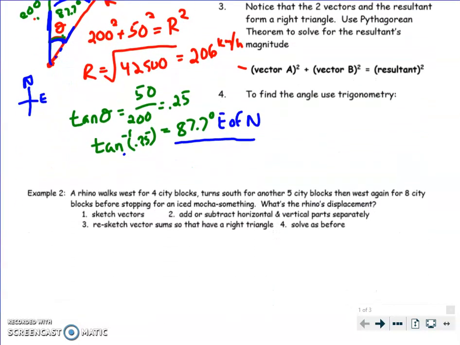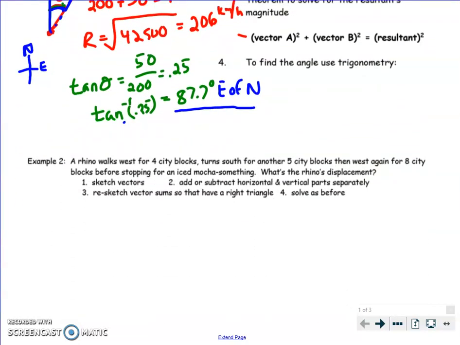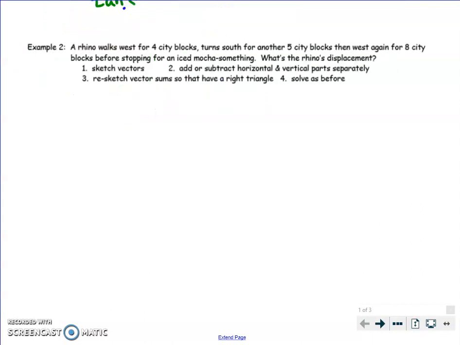So I'm going to give you below another example, a little bit more difficult, but it's the same idea. In this case, we're going to have 3 vectors. In this situation, we have something walking 4 city blocks west, then south another 5 city blocks, and then west again for 8 city blocks. So there's 3 stages to this, and we want to find what's the displacement of the rhino here.